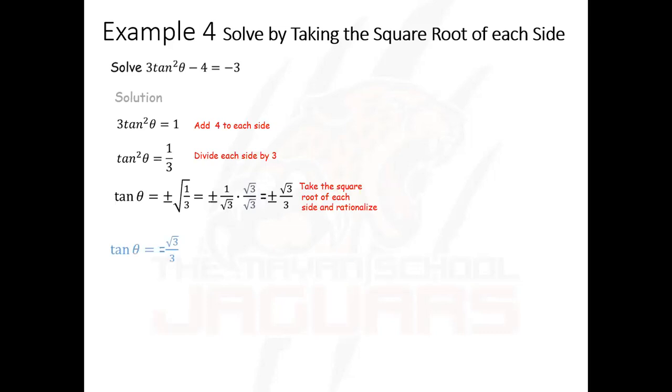And in the next step, we're going to get two equations. Why? Because we have the tangent of theta equals plus or minus square root of 3 over 3. So one equation will be tangent of theta equals square root of 3 over 3. Or the other equation, tangent of theta equals negative square root of 3 over 3. So we're going to solve both equations. And both equations are going to lead us to one or two answers. Let's see.